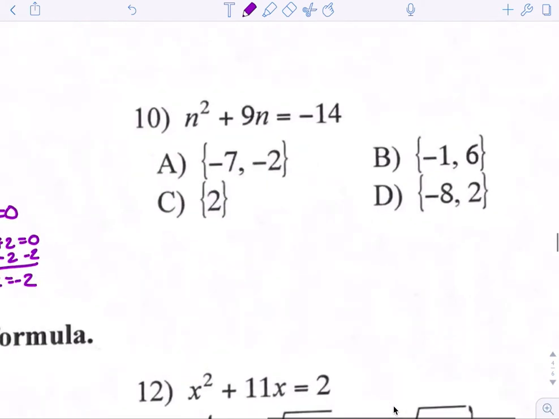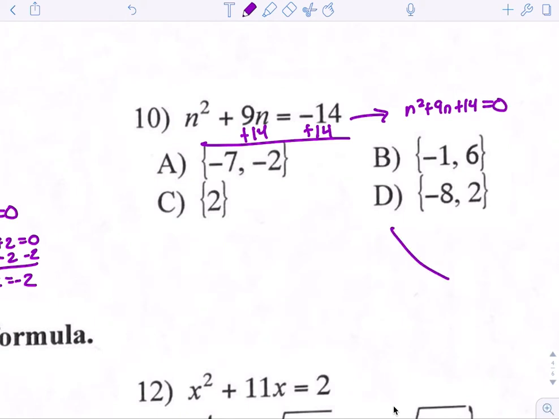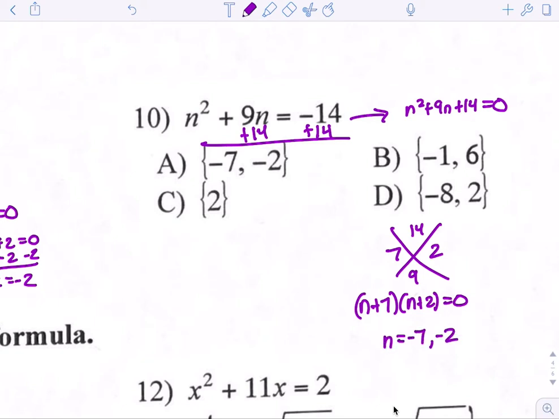Number 10, we have to set it equal to 0, so add 14 to both sides. n squared plus 9n plus 14 is equal to 0. Now you just factor: 14 on top, 9 on the bottom. Two things that multiply to 14 but add together to give 9: 7 and 2. So n plus 7, n plus 2 equals 0. n is equal to negative 7 or negative 2. So that's A.